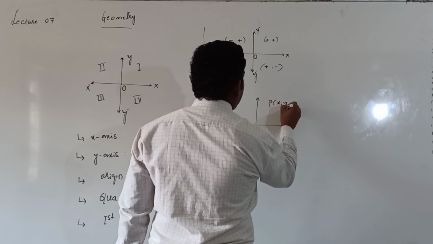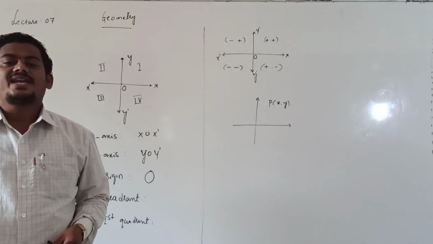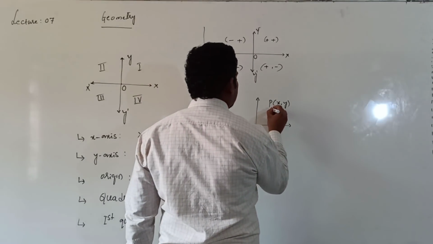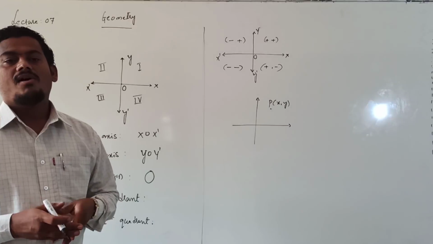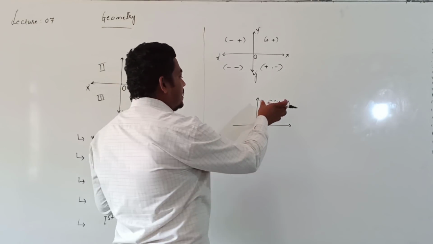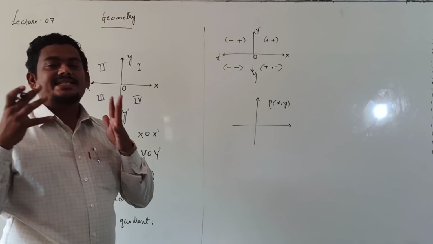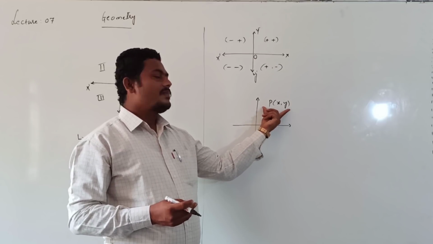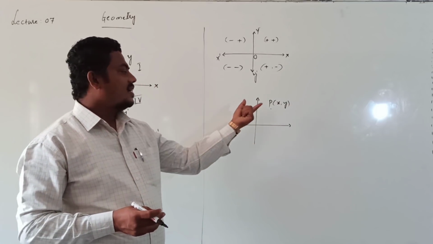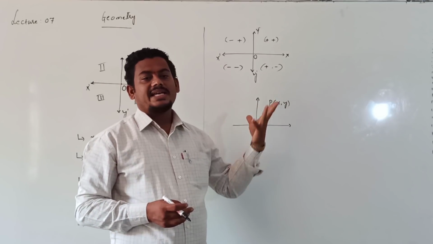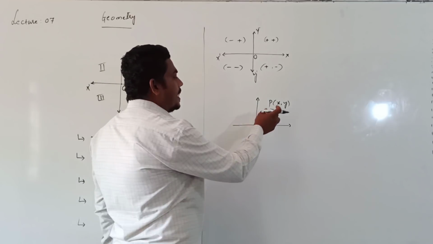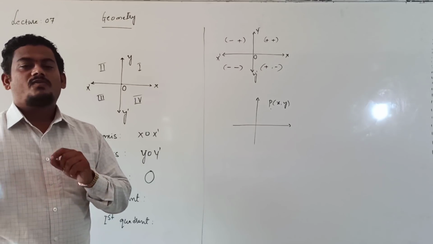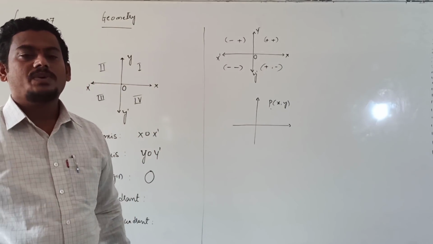P of x comma y. What is the meaning of P of x comma y, or what does it represent? P of x comma y represents the distance of the point from the coordinate axes, that is, how far this point is from the x-axis and from the y-axis.